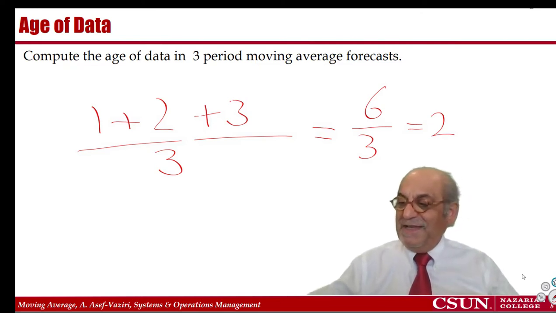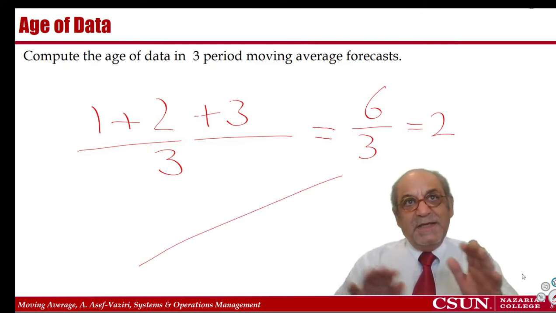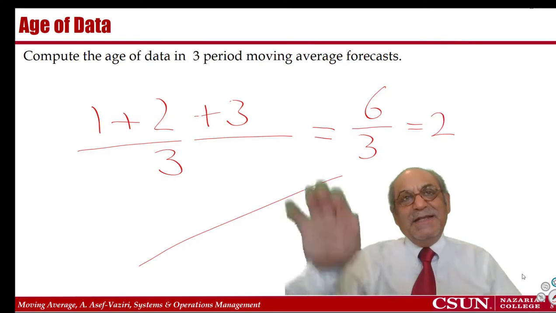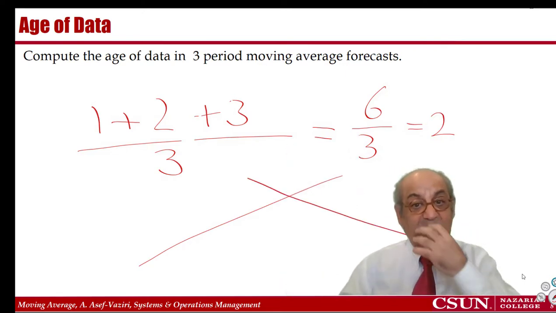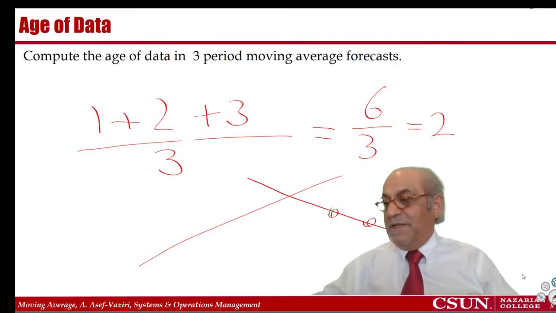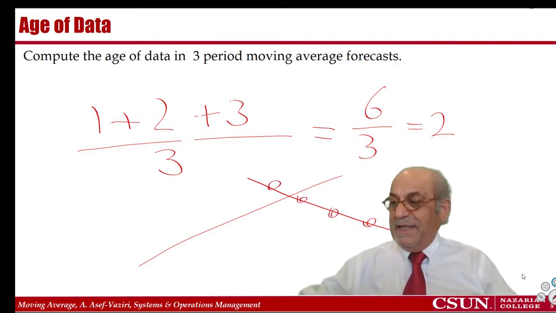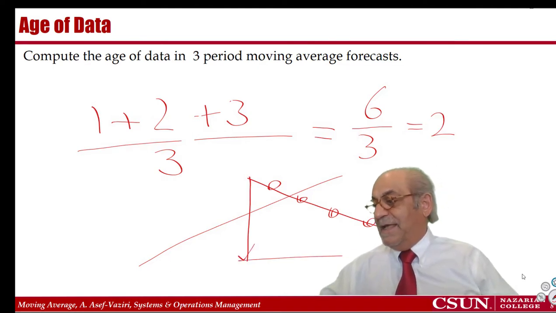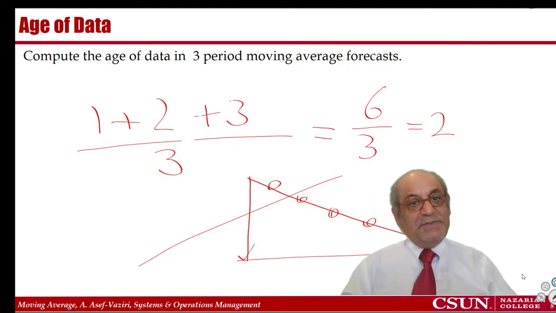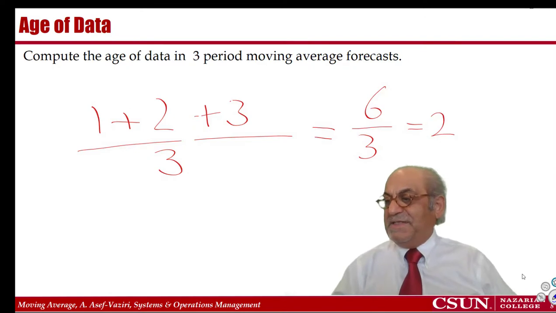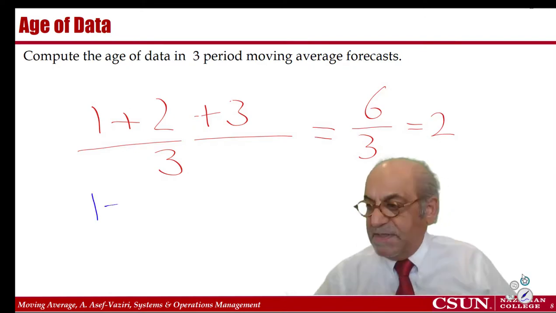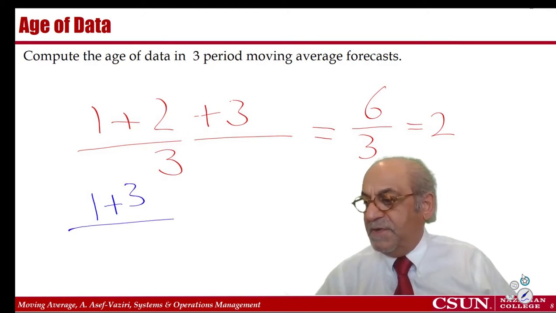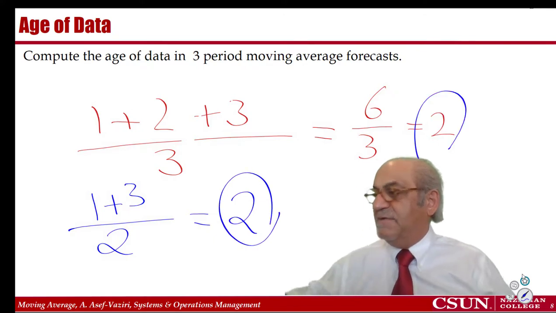However, whenever we have a linear fashion, something increased by a linear rate or decreased by a linear rate, we don't need to go through all intermediate points. We can take the first point and the last point and average them. For example, in this case, the first period is 1 period old, the last period is 3 periods old, and we divide by 2, and we will get the same 2 as we found here.